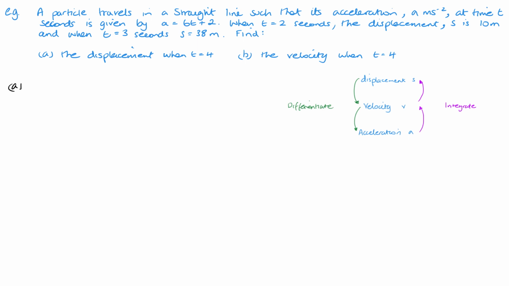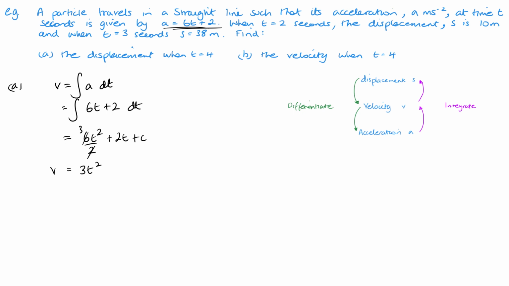But let's get started. So the first thing we want to do is find the velocity. And the velocity is going to be us integrating this acceleration. So that is us integrating our 6t plus 2. And when I integrate this, I'm going to get 6t squared over 2 plus 2t plus c. And of course, I can simplify this. So I get 3t squared plus 2t plus c. Now, like I said just now, often we're given a set of values so we can find that c. In this particular question, we don't. 90% of the time, this type of question does give us that.